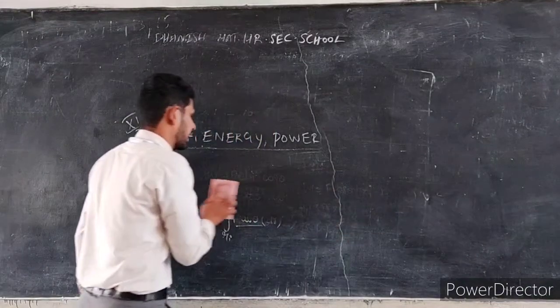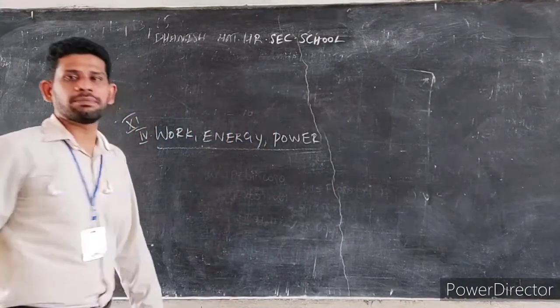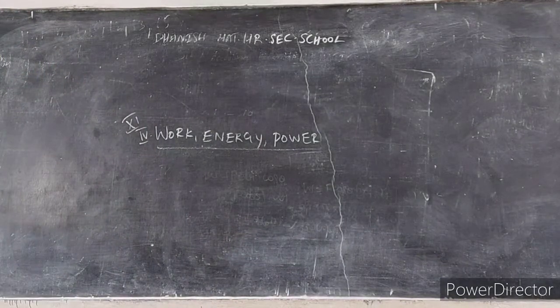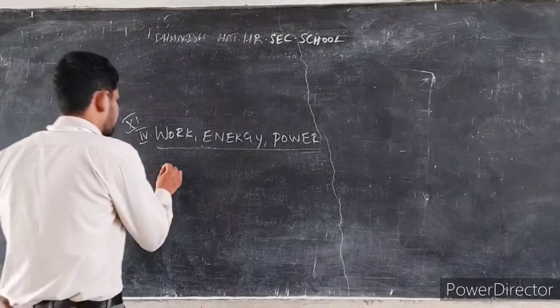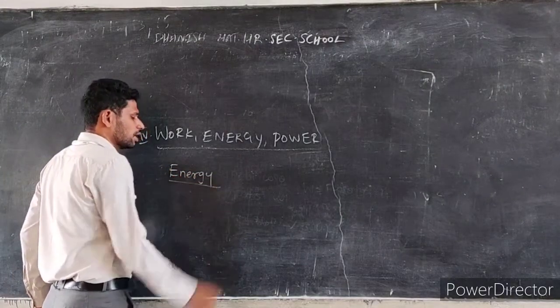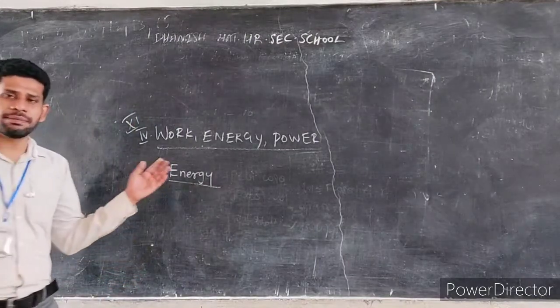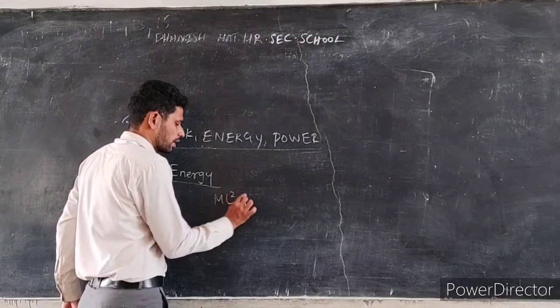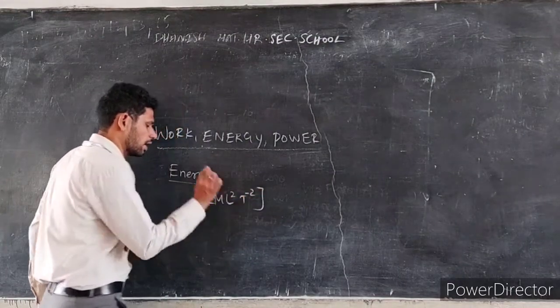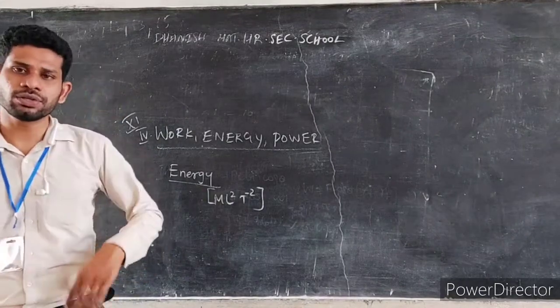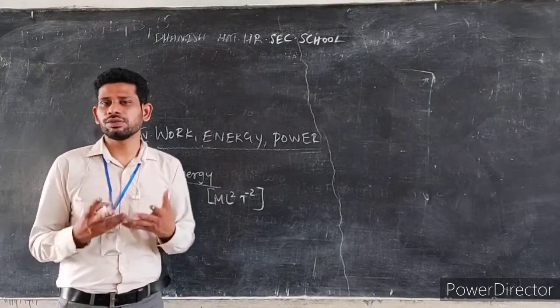Now the next one, the energy. What is meant by energy? The capacity to do the work. Energy is nothing but the capacity to do the work. It has the same dimension formula as work, M L square T power minus 2. Energy is the ability to do the work.